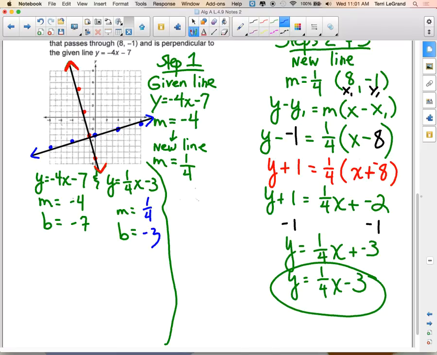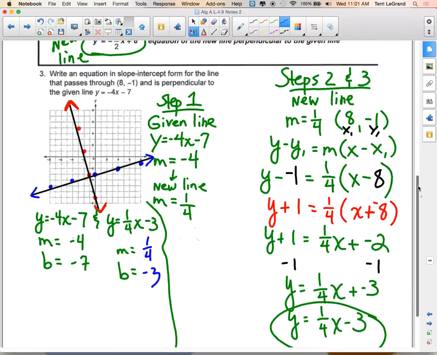And what else do we have? One last thing to do on this one. What else do we have to do? It has to go through (8, -1). So we go to (8, -1), and we say, oh, there's that point right here. (8, -1), our new line passes through the point it was supposed to. Okay, any questions so far?